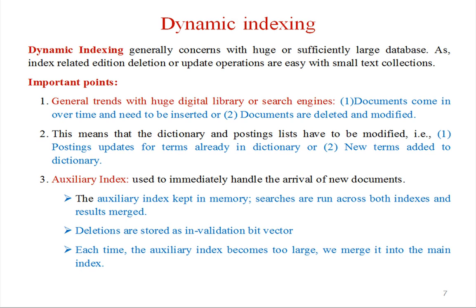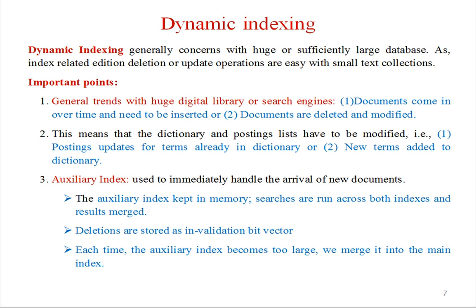Now the next part is dynamic indexing. Thus far we have assumed that the document collection is static. This is fine for collections that change infrequently or never, for example, Shakespeare's plays. But most collections are modified frequently, with documents being added, deleted, or updated. This means that a few terms need to be added to the dictionary and posting lists need to be updated for existing terms. The simplest way to achieve this is to periodically reconstruct the index from scratch.